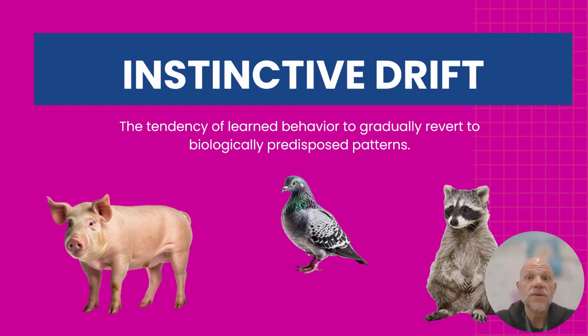All right, so when we are dealing with animals, especially animals that are not domesticated for long periods of time, or even domesticated animals, we may have an issue of instinctive drift with our learning. And this is when we have biologically predisposed patterns of behavior that will pop up no matter what we have learned, right? And so maybe our learned behavior will revert back to our biologically predisposed patterns. In human behavior, we actually call this regressing to the mean.